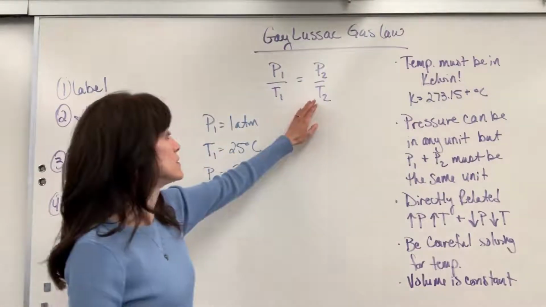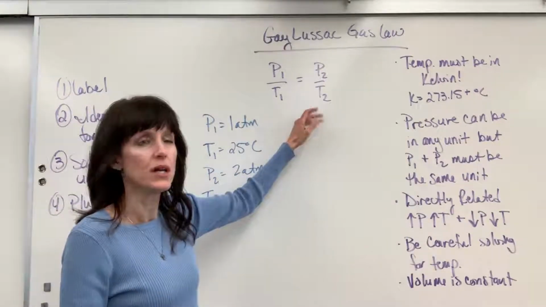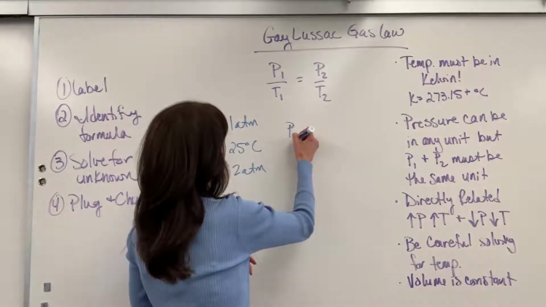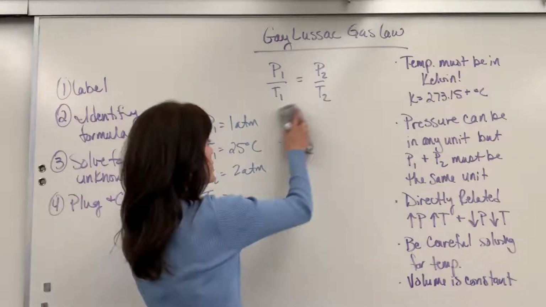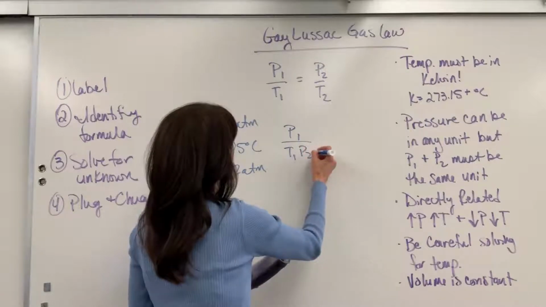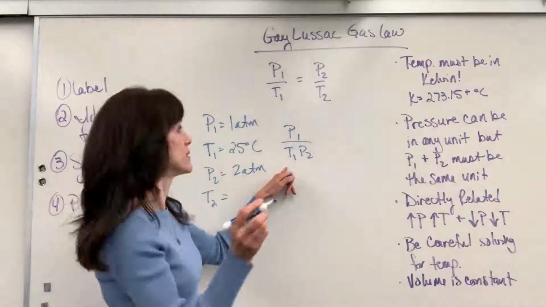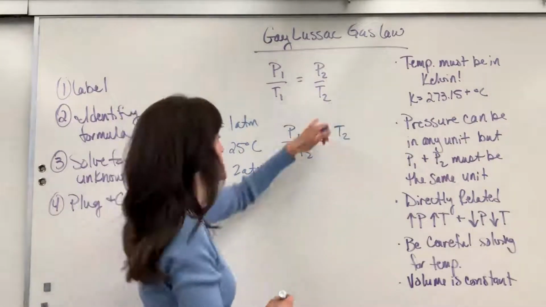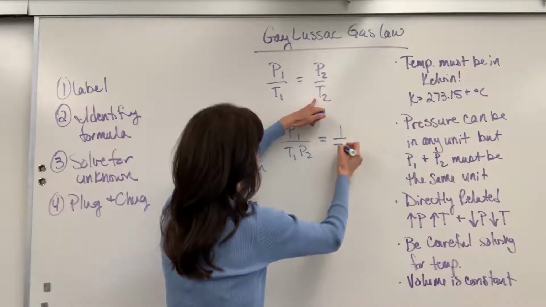Be really careful solving for temperature in the denominator. I've seen students make this mistake often. This is what they come up with: P1 divided by T1 P2. So see what they did? They just divided both sides by P2, but here's a mistake. They say that equals T2. That doesn't equal T2. T2 is still in the denominator, 1 over T2.